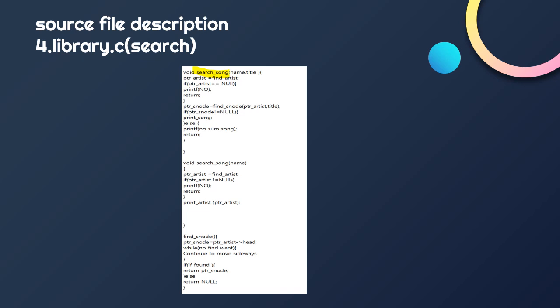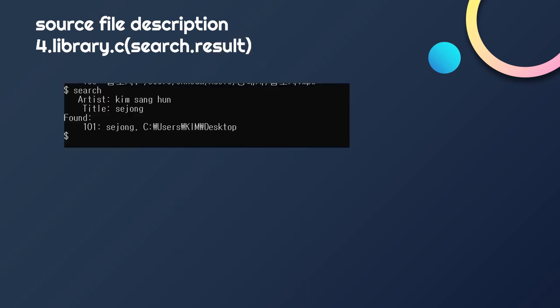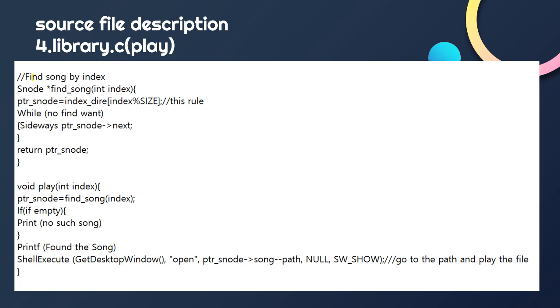And search song. I want to know about two cases. A name and title, and name. Search artist and title. Find song by index. This is the rule. Index dir, index divide side. Sideways. PTR as node points to node. Next.